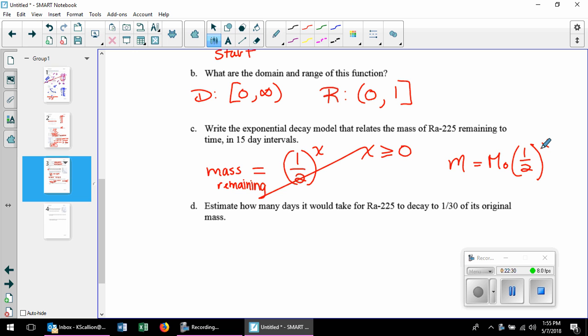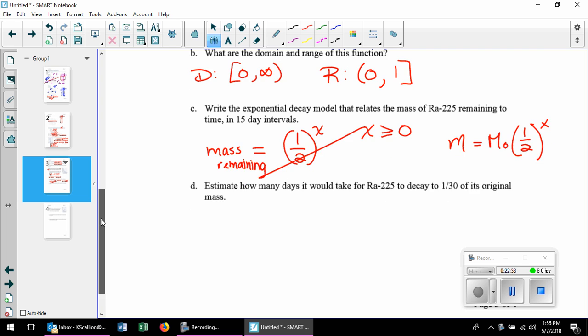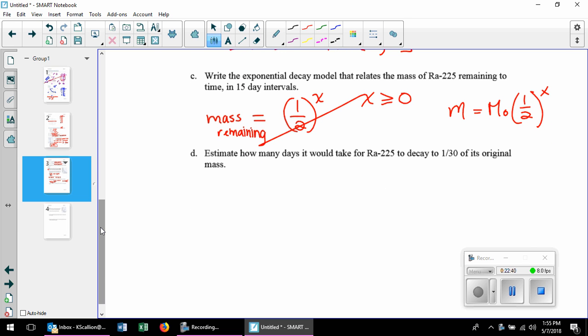Estimate how many days it would take for radium to decay to 1/30 of its original mass. We're going to be estimating, folks, because we don't have logarithms yet. And people say, do I have to do it this way? Once you have the knowledge of logarithms, you can solve using logs, but for the rest of us mere mortals who haven't got there yet. So we know the mass remaining is 1/30.